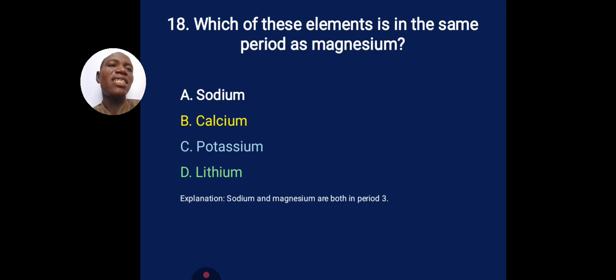Which of these elements is in the same period as magnesium? Magnesium is in what period? Okay, so we have sodium, calcium, potassium, and lithium. So magnesium and sodium are in period 3. Magnesium has atomic number 12. So if you draw the electronic configuration, the first shell will carry 2, the second will carry 8, that's 10, and the third shell will carry 2. That's 3 shells, so it is period 3. The number of shells is the period.